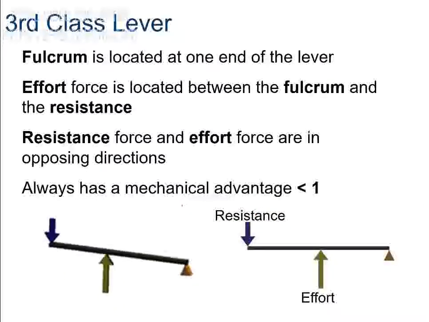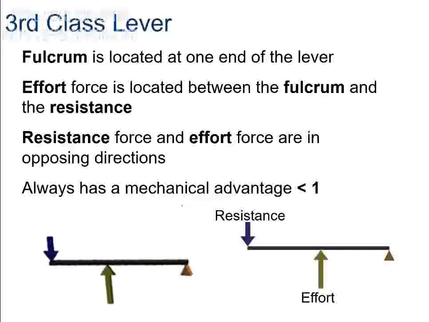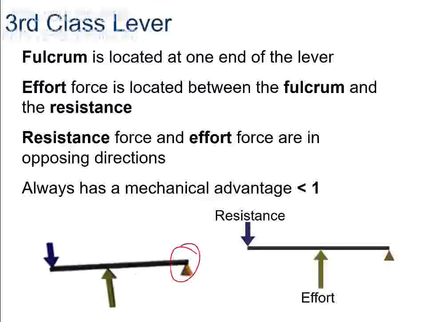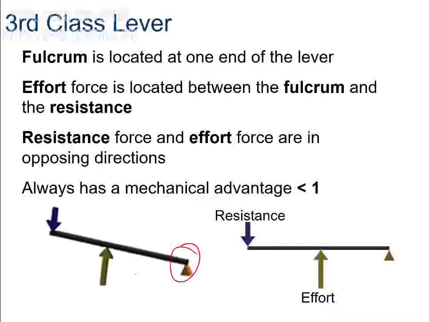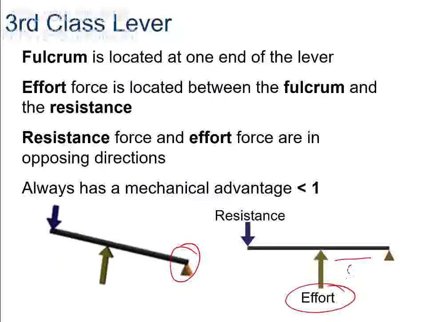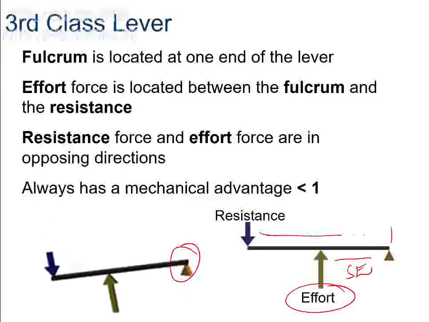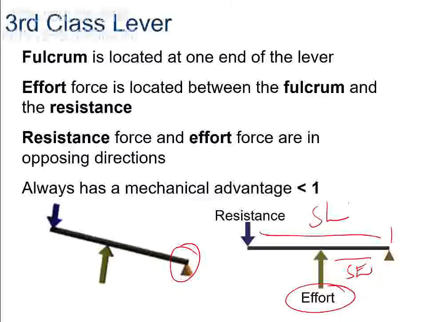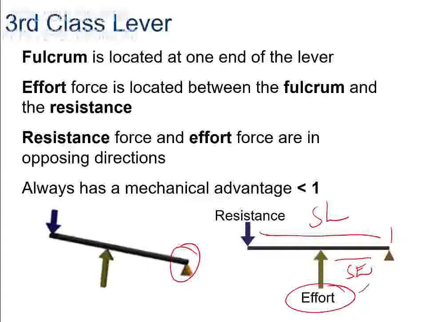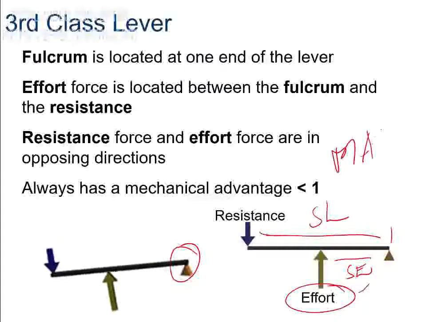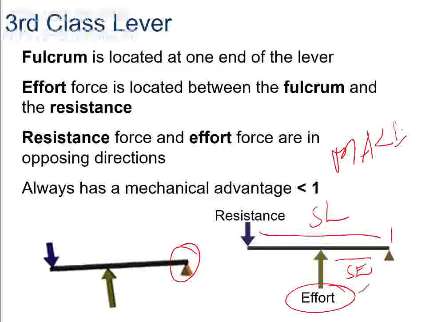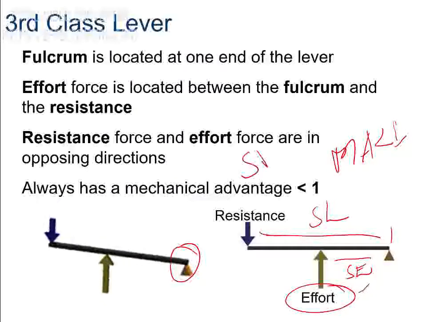And when we see third class levers, the fulcrum is located at one end of the lever, but at this time, unlike the second, in the middle we have the effort. From this up to this is the distance moved by the effort. From this up to this is the distance moved by the load. Therefore, as you see, the distance moved by the load is greater than the distance moved by the effort. Therefore, the mechanical advantage is less than 1. For this reason, third class levers are always speed multipliers.